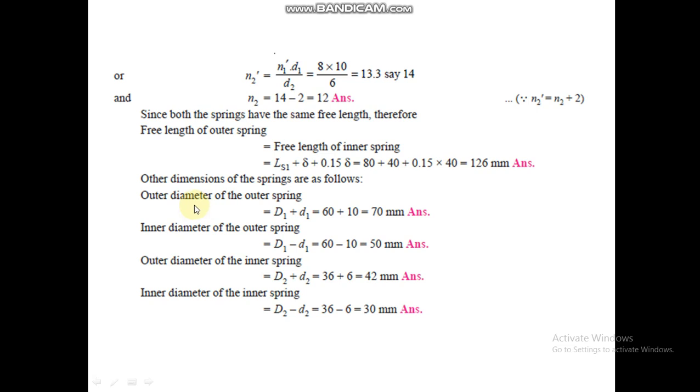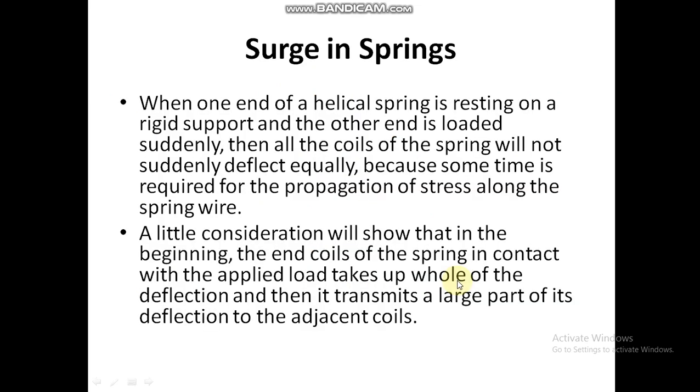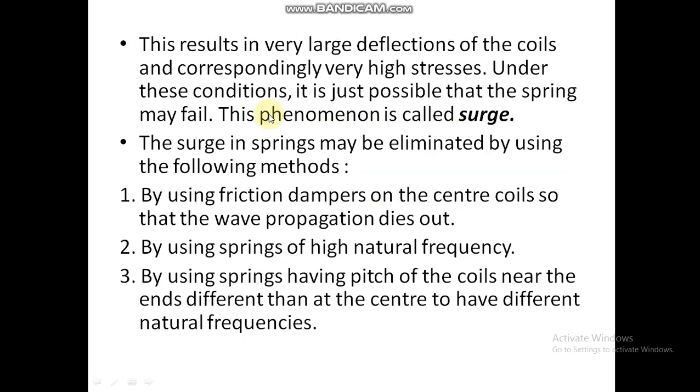So the remaining dimensions are the outer diameter of the outer spring. D1, the mean diameter, plus the wire diameter, is the outer diameter. The inner diameter is the mean diameter minus the wire diameter. Similarly for the inner spring. These are simple calculations. This completes the numerical. Next is a theory topic, surge in a spring.